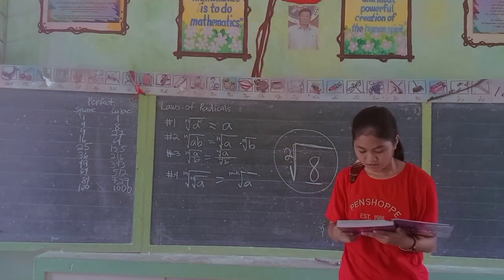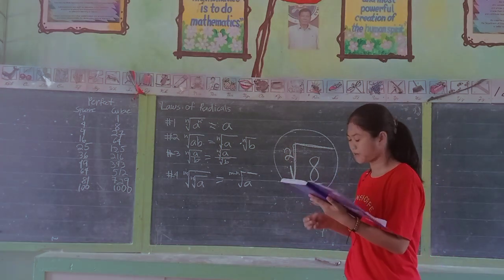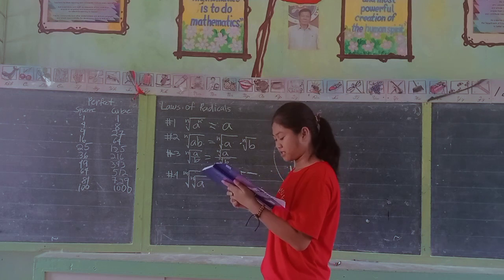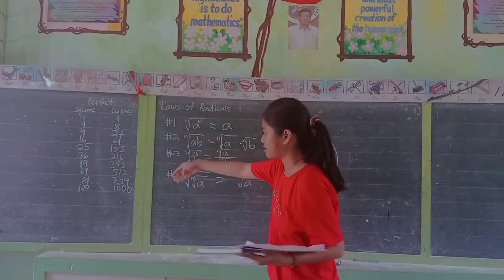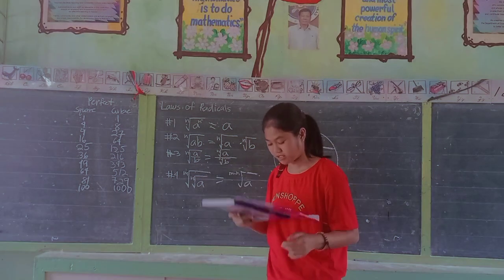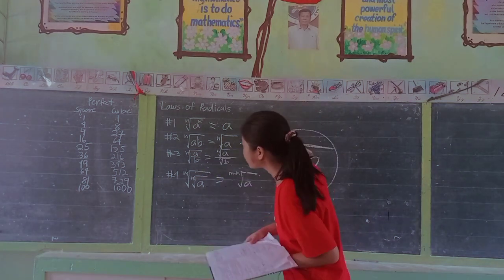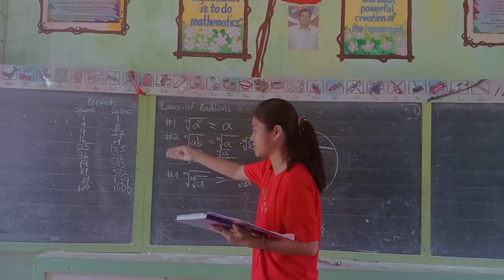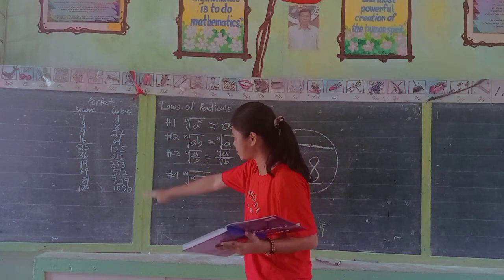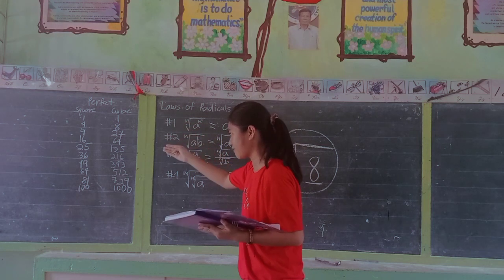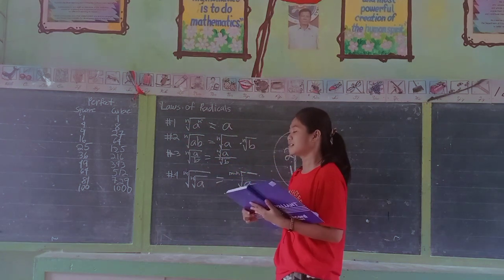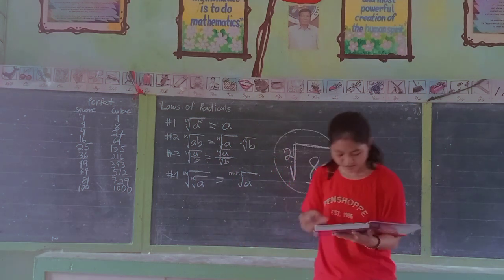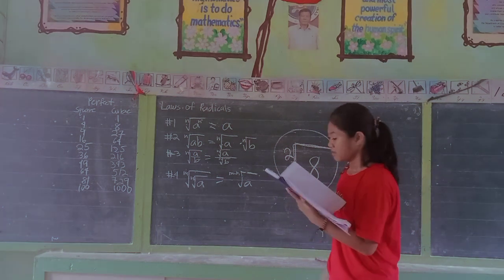I also recommend that you familiarize yourself with the first 10 perfect squares and the first 10 perfect cubes, because it will help you in simplifying radicals. We have the perfect squares: 1, 4, 9, 16, 25, 36, 49, 64, 81, 100, and so on. And the cubes: 1, 8, 27, 64, 125, 216, 343, 512, 729, 1000, and so on. Now, let's start simplifying radicals.